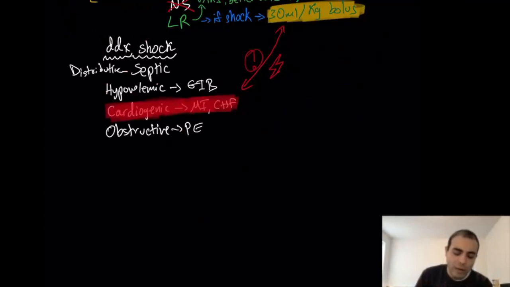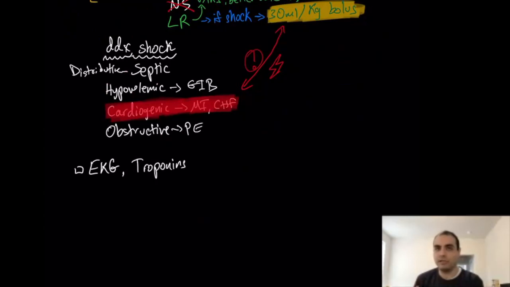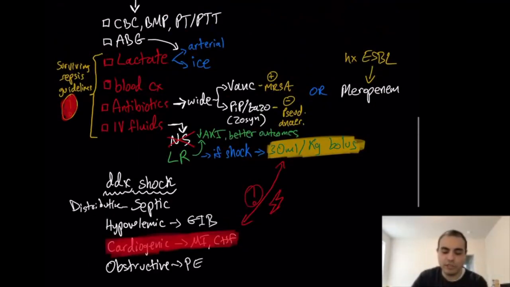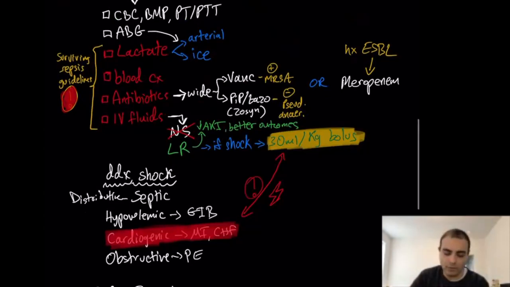Because you have these things in mind, I would also order an EKG, and I will also order troponins on these patients who have hypotension, just to make sure I'm not missing anything. And the ABG, which you already ordered in the beginning, will tell you a little bit about whether they're desatting or something else is going on.